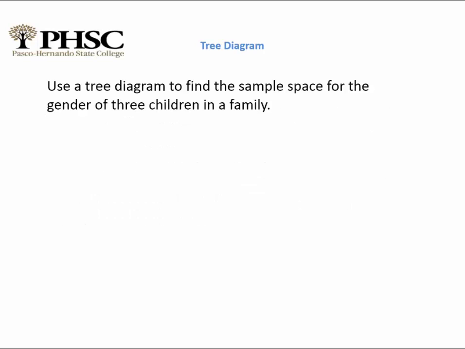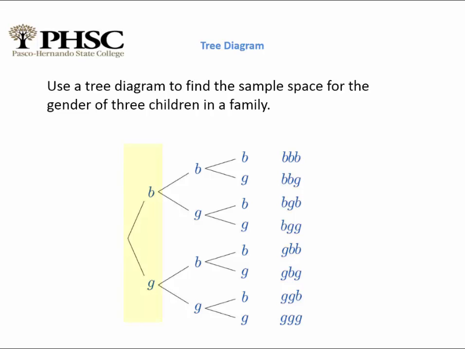Let's go ahead and do a tree diagram for the sample space for the gender of 3 children in a family. We did this before using a table, and we know that there are 8 possibilities, but the tree diagram looks like this. So the first one here is the first child.